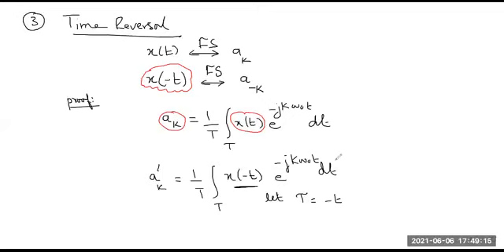Because in the original expression the variable is t, and now we are changing it to tau, we have to change the interval of integration as well. Let's assume we integrate over a time period from 0 to capital T. When t is equal to 0, tau will be equal to 0. And when t is equal to capital T, then tau will be equal to minus T. This also means that d tau will be equal to minus dt.